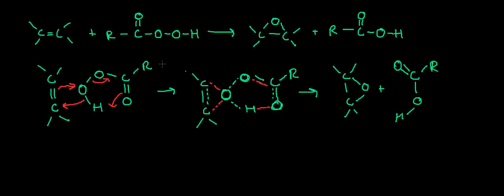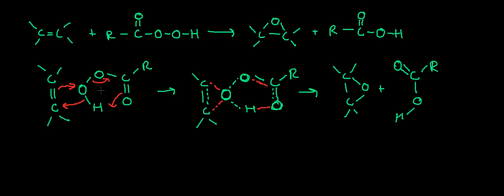Epoxidation of alkenes. Here's an alkene, here's the peroxy acid. The result is an epoxide and an acid. So let's have a look at how this happens. So we've got an alkene, and in this reaction, a lot of different things are happening at once.